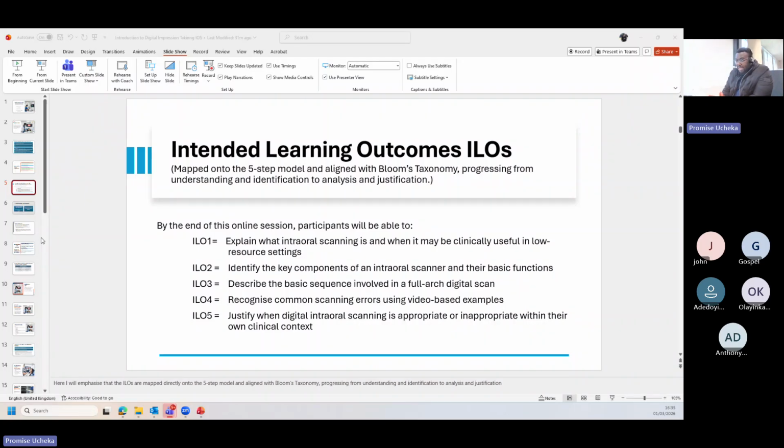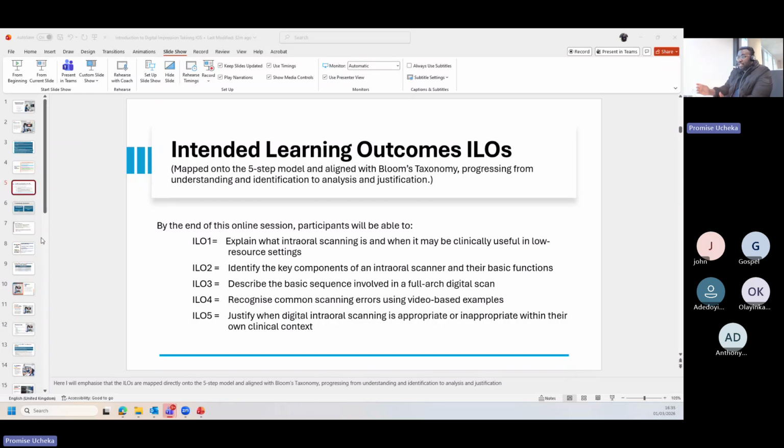And at the end, I also want you to be able to describe the basic sequence involved in a full arch digital scan, and recognize common scanner errors using video. So we will show you some videos to see if you can recognize some common scanner errors that you will observe there. And finally, you should be able to justify when digital scanning or intraoral scanning is useful and when it is not appropriate in your own setting, okay?